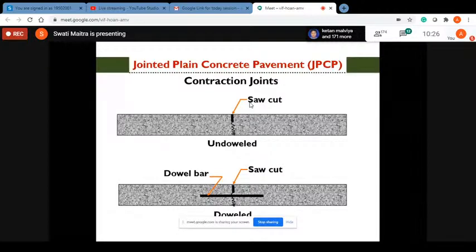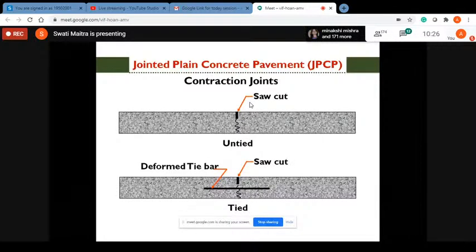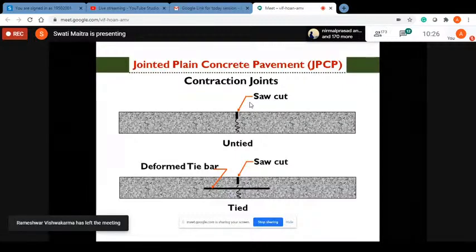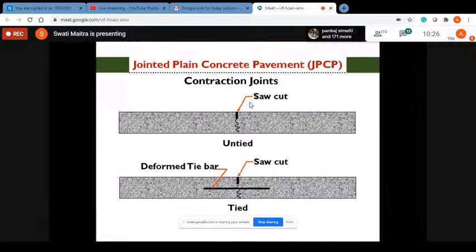And now what we do, we provide a dowel bar at that location. During construction, we know that this is the location of the joint. So we provide a dowel bar at that location. So this is the contraction joint with dowel bar. In case of longitudinal joint also, we can have that type of contraction joint. So it could be untied, that means there is no tie bar. And sometimes we also provide tie bar. So that is tied contraction joint, particularly in the longitudinal direction.